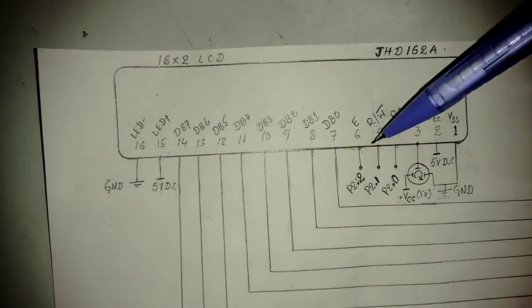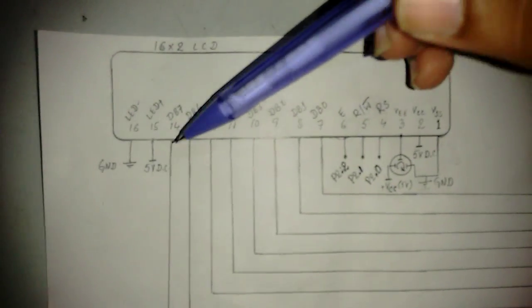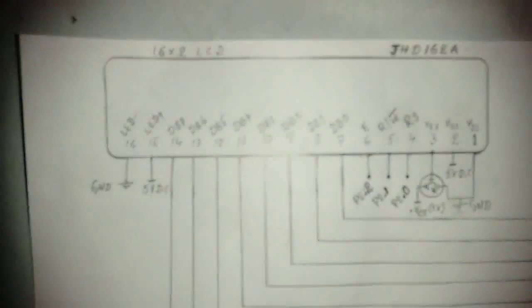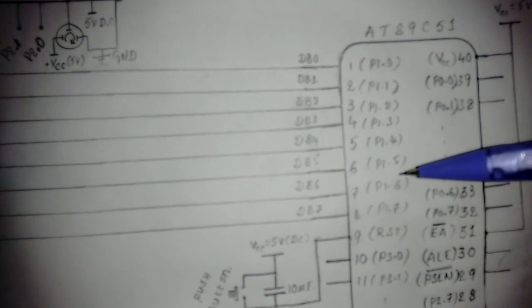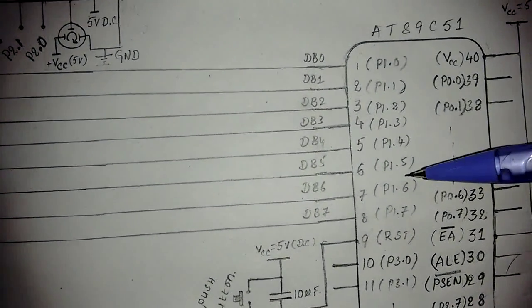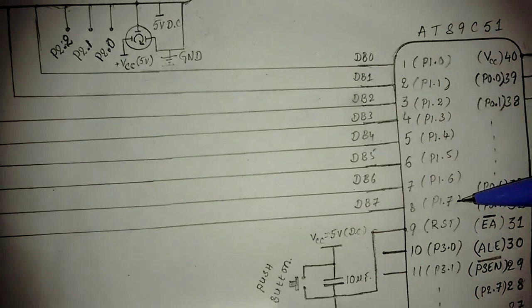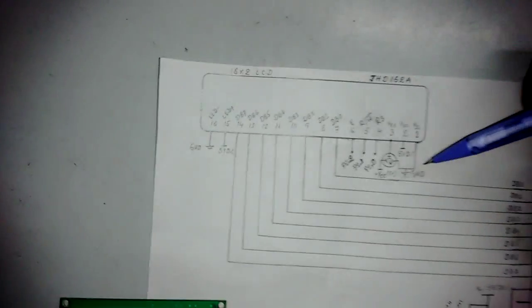So this is the basic thing that you require to connect, and we have pin number 7 to pin number 14, which are my data bus lines, which are connected to port 1 of my microcontroller. D0 to D7 are connected to P1.0 to P1.7. Right. So now let us talk about the hardware connections of my LCD.